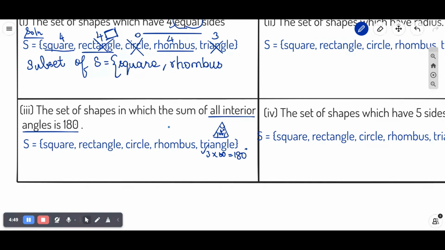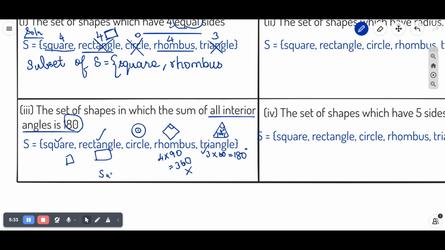Let us anyway check the other shapes. Rhombus has 4 sides. If you look, each angle is 90 degrees for sure. So 4 times 90 degrees is 360, right? So this gets ruled out. Even rectangle and square also have four sides, so they are also ruled out with 360 degrees. And circle doesn't have any interior angle, but its angle is 360 degrees. Anyway, these are not going to satisfy our condition of 180 degrees. So our answer will be triangle.